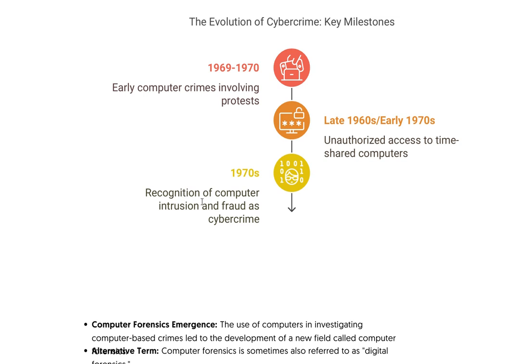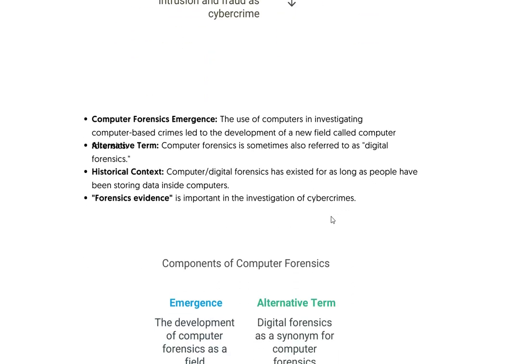Next, the recognition of computer intrusions started in 1970. Computer forensic emergence means the use of computers in investigating computer-based crimes, which led to the development of a new field called computer forensics. An alternative term for computer forensics is digital forensics. Historical context says that computer or digital forensics has existed for as long as people have been storing data inside computers. Forensic evidence is important in the investigation of cybercrimes.